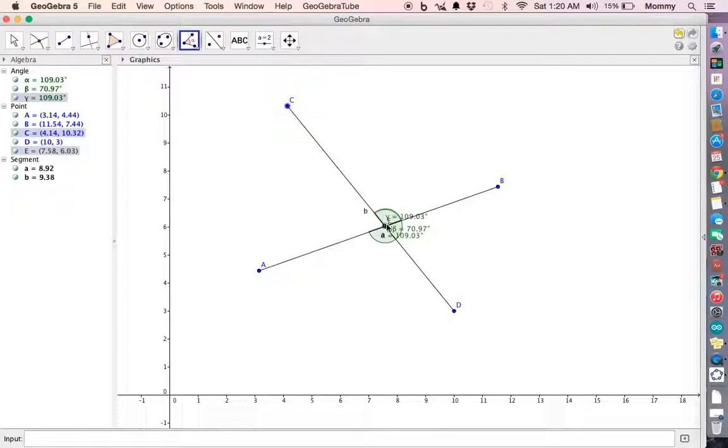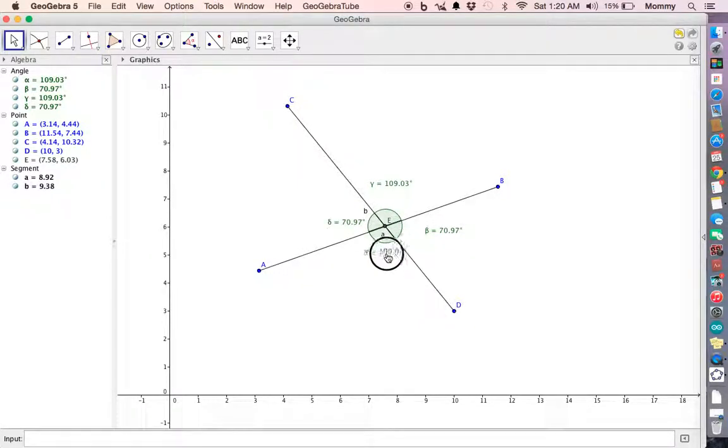Showing where our angle is, right? Kind of looks like a pie. Yes, that's our angle. That's the measurement of the angle. Now we can use the move tool and move some of this around so we can see a little better what that pie looks like.